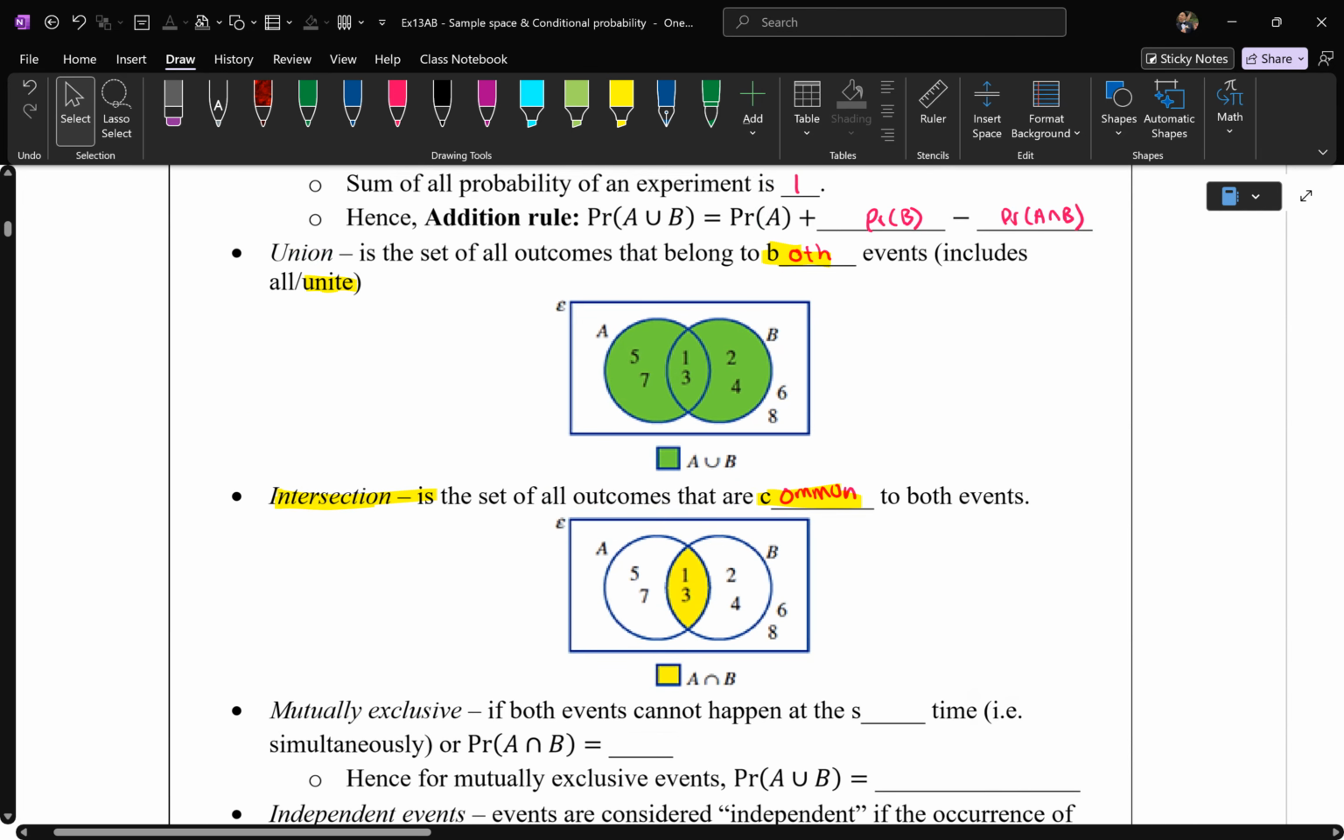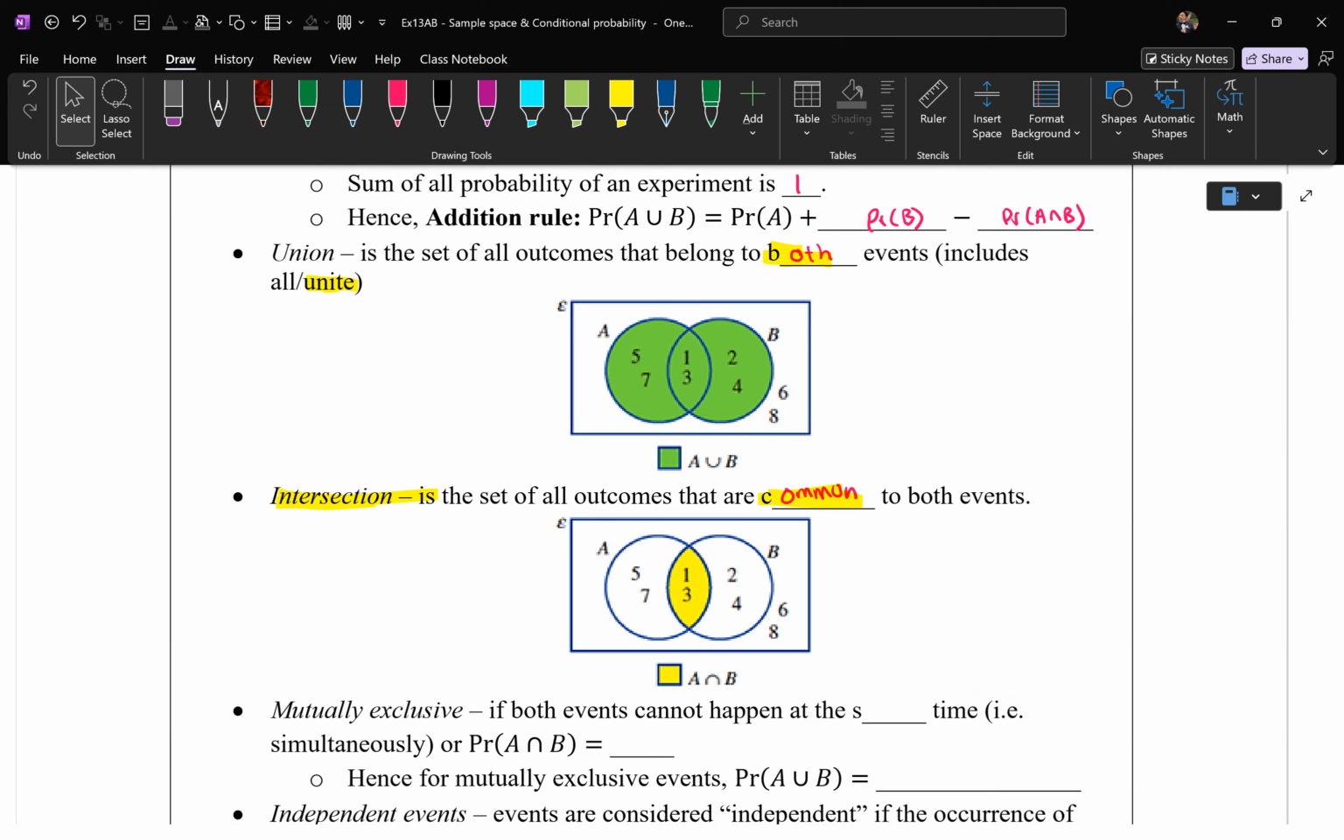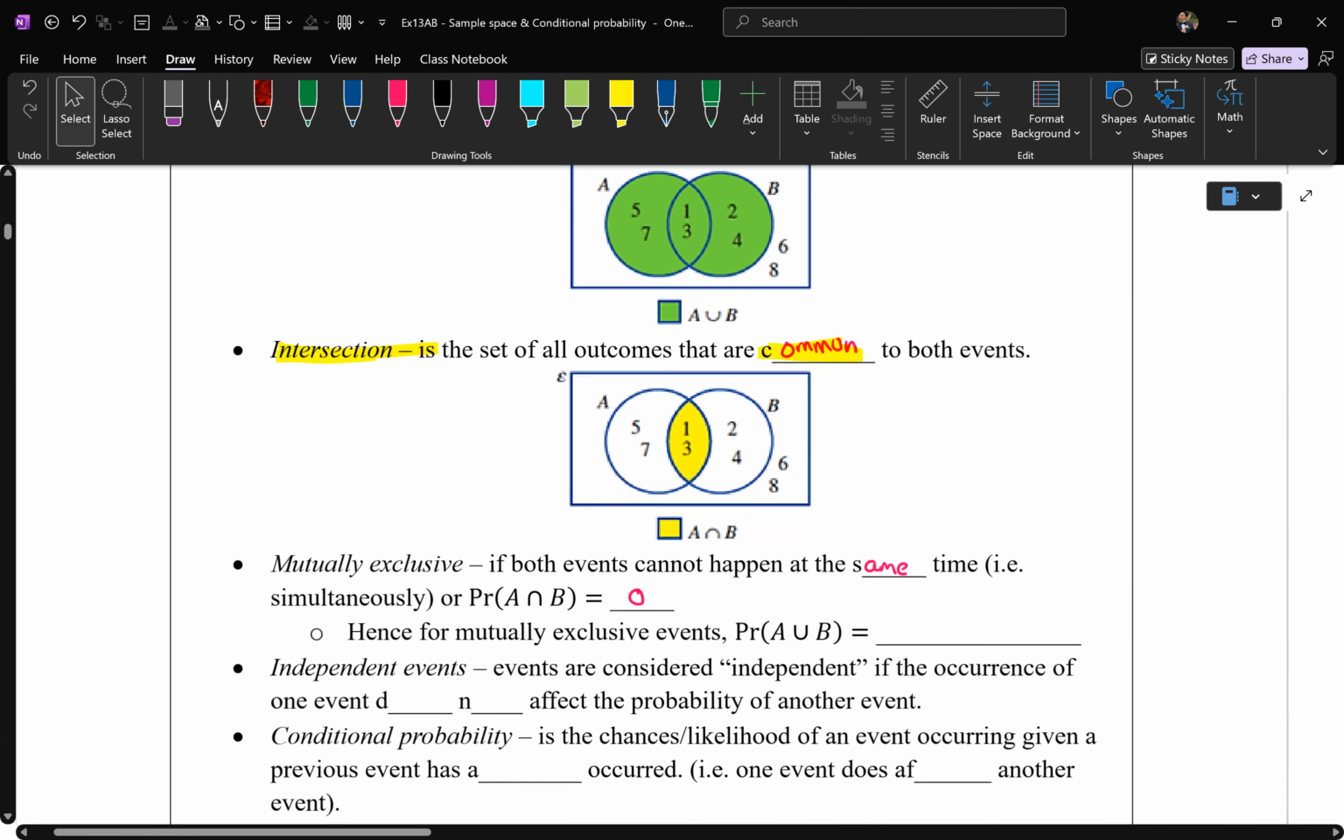Then, mutually exclusive. Mutually exclusive means if both events cannot happen at the same time. Which means they can't happen simultaneously, right? Exactly. You can't roll a 1 and a 2 at the same time is a good example of that. So hence, by definition, mathematically, probability of getting A intersection B if it's mutually exclusive is equal to 0. Very good. There is no chance of you rolling a 1 and a 2 at the same time with one dice.